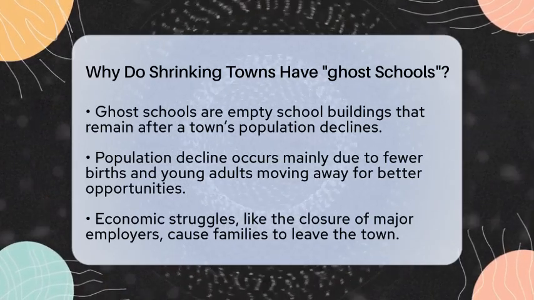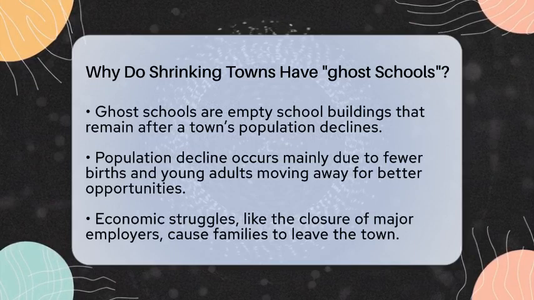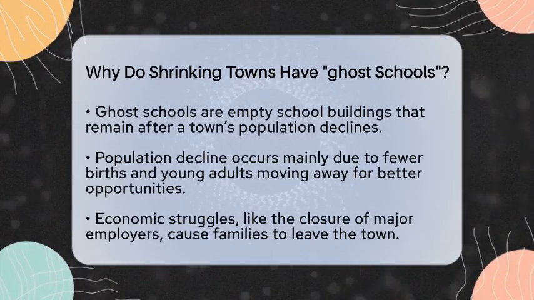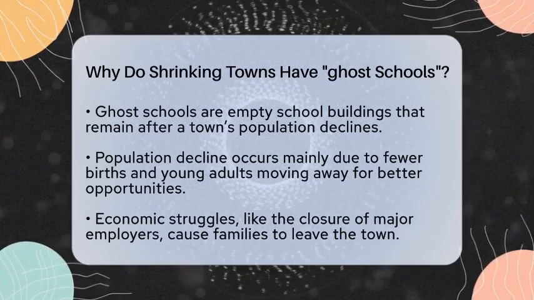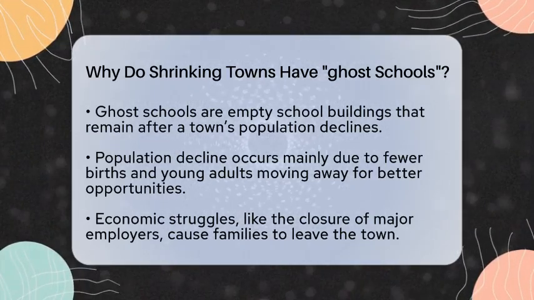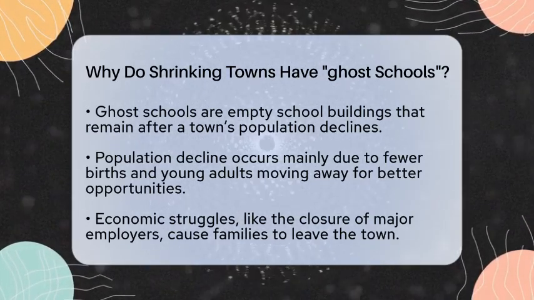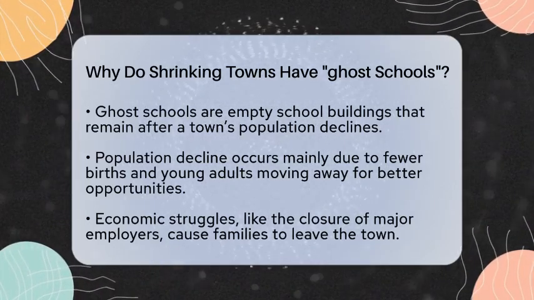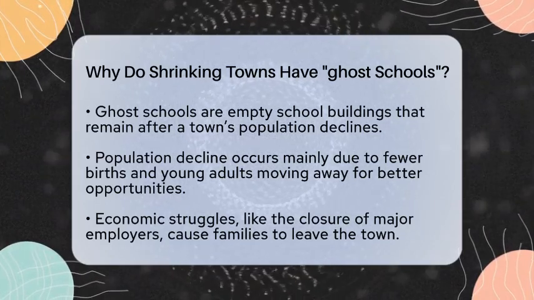When towns lose residents, especially families with children, the number of students in local schools drops sharply. This often happens because fewer babies are born, and young adults move away to find better jobs or education elsewhere. As a result, the population shrinks, and so does the number of children attending school.